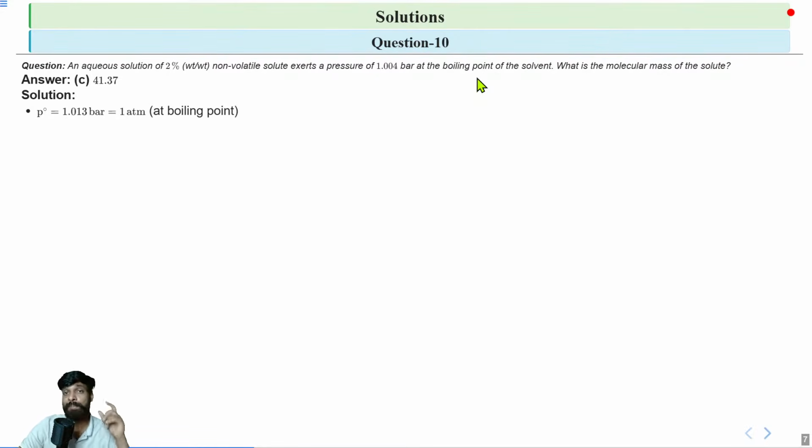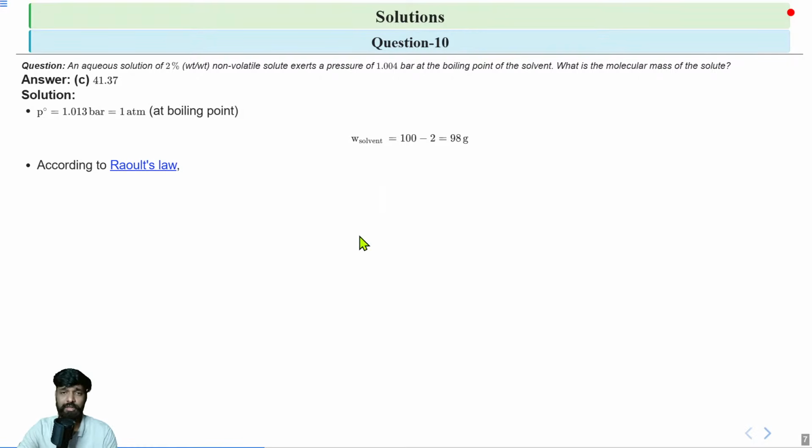So if you take your pure solvent to its boiling point, at that point your pure solvent will have a vapor pressure equal to the atmospheric pressure. That is the basic definition of your boiling point. Now if that is true, then P naught will be 1.013 bar or 1 atm. Then what is the weight of the solvent? If you are taking 100 gram of the solution, it will be 98 gram.